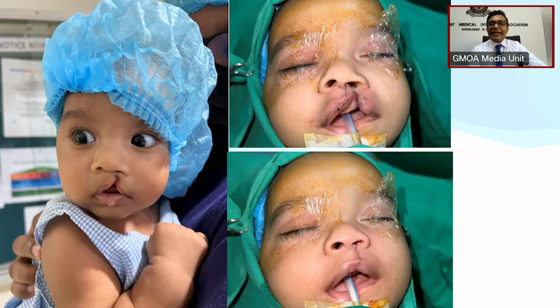So there are a few techniques that we use to get rid of the notion of a scar, and we hide the scar in what we call the philtrum. So these wounds need to heal primarily. If you get a wound like this, the dressing is a simple dressing.